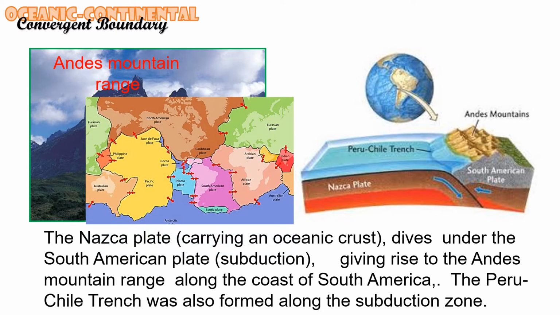Look at the map. Where is the Nazca plate and where is the South American plate? Kindly take a look. You can see here is your Nazca plate. It is an oceanic plate. And we have here the South American plate, a continental plate that is converging with an oceanic plate. And look at the arrows between them. They are pointing towards each other. So this is a convergent plate boundary.